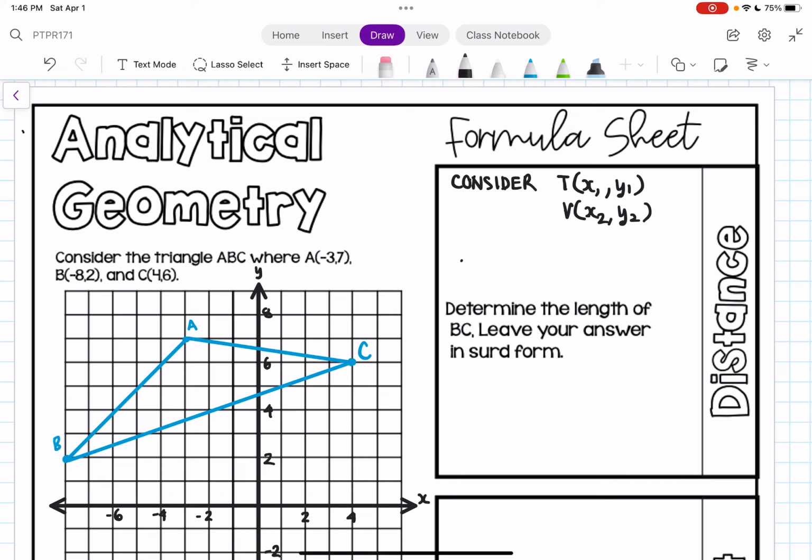So the distance is the square root of (y2 minus y1) all squared plus (x2 minus x1) all squared. Now in grade 10, we would have started by showing you how we get this by using Pythagoras' theorem, but we're not doing that in grade 11. In grade 11, we just want to know what it is, and then we're going to use it, okay?